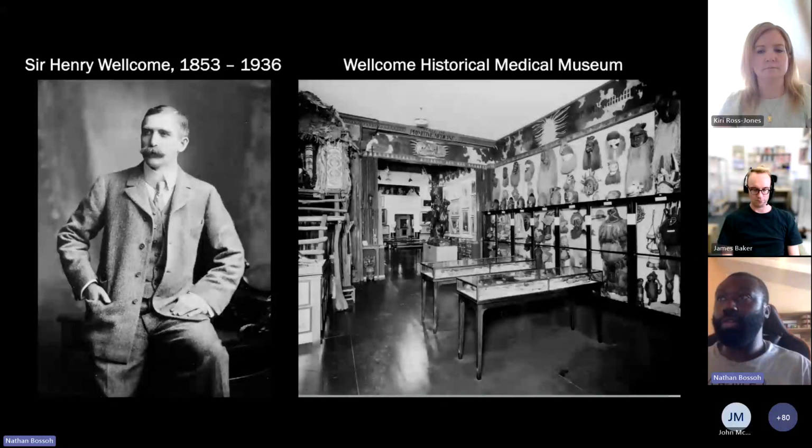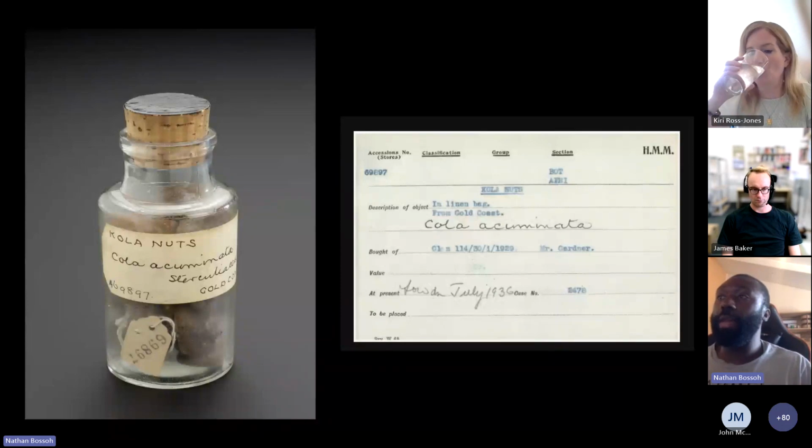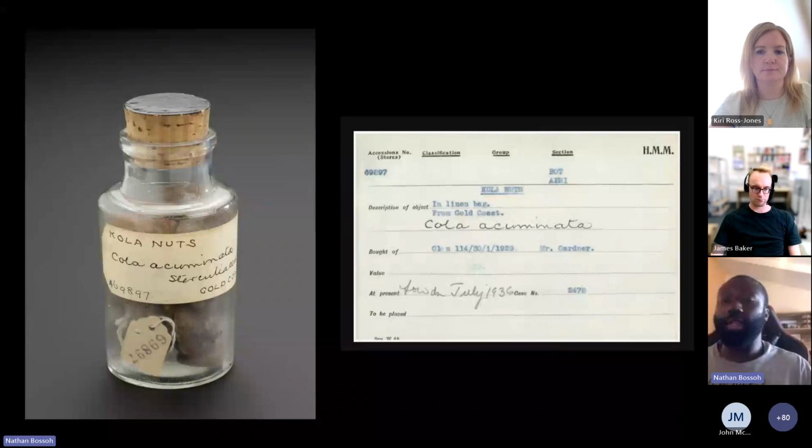In tracing the provenance of another cola nut jar presently found in the Science Museum's collections in London, this flimsy card on the screen reveals that these cola nuts were first bought at a London auction house in January 1929 by a Mr. Gardiner, who was one of Wellcome's collecting agents. Like many of the plant specimens collected, Wellcome initially bought this for his museum before his death, but it's likely that this jar of cola nuts was never displayed or used.